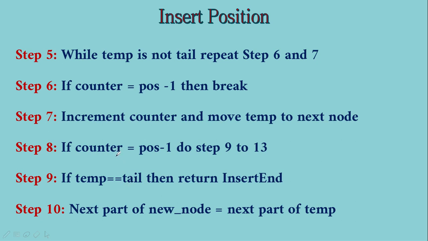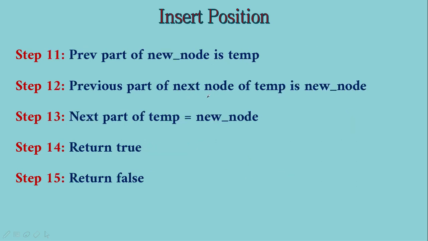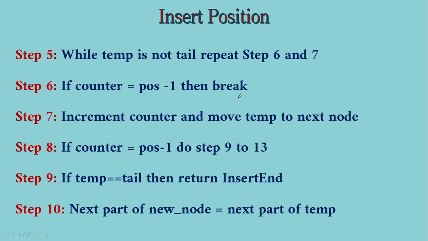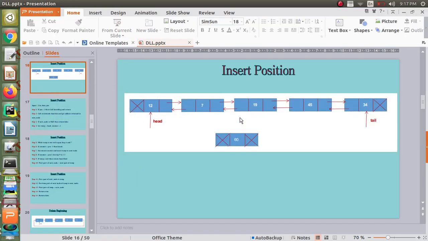In that case, when counter is at position -1, temp will be at tail. In that case, we have to call the insert end function. Otherwise, you make the changes whatever we discussed, that is, making the next part of the new node equal to the next part of temp and so on, right? And you will return true. Step number 15 will be executed when your loop has terminated because it has moved outside, right? That is the case when position is 7 when there are only 5 nodes and so on. So let's implement this code.